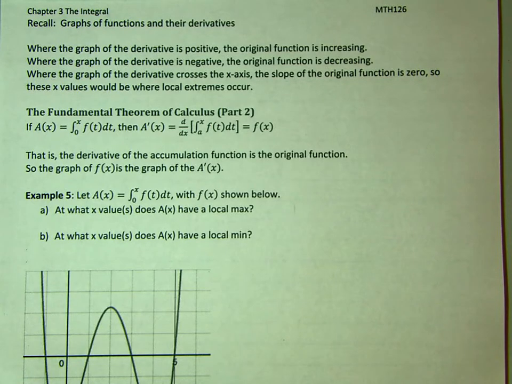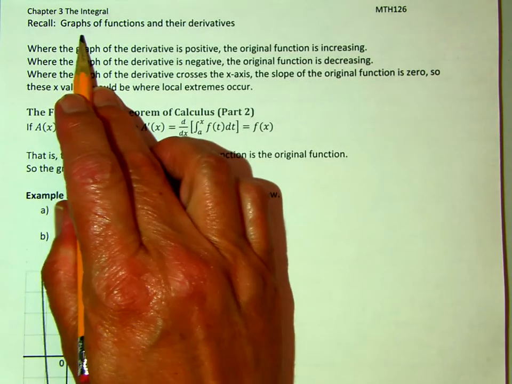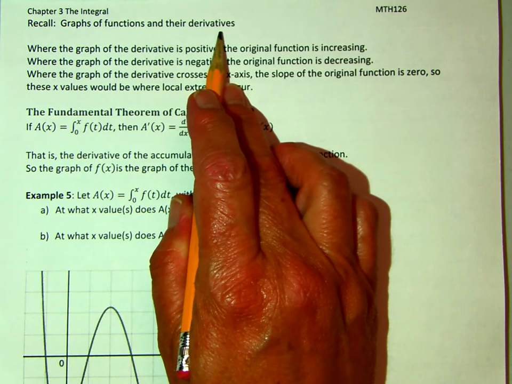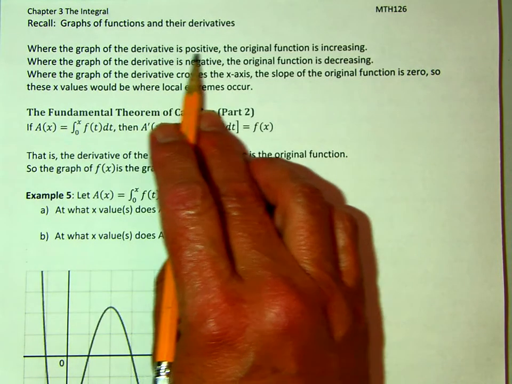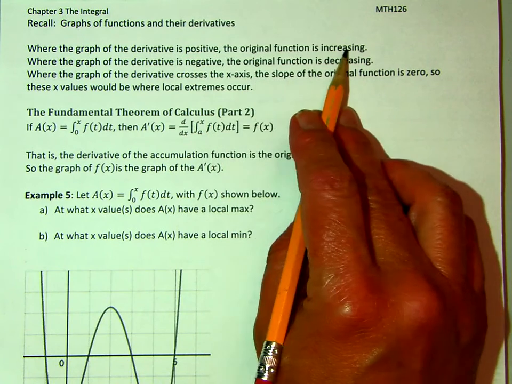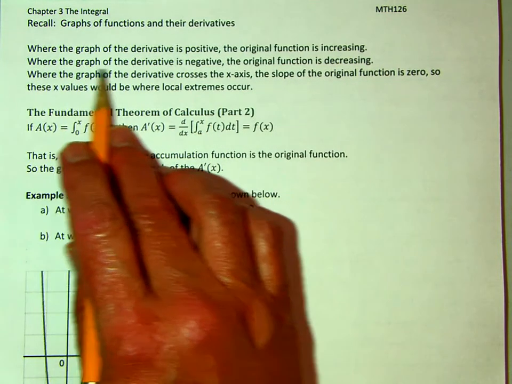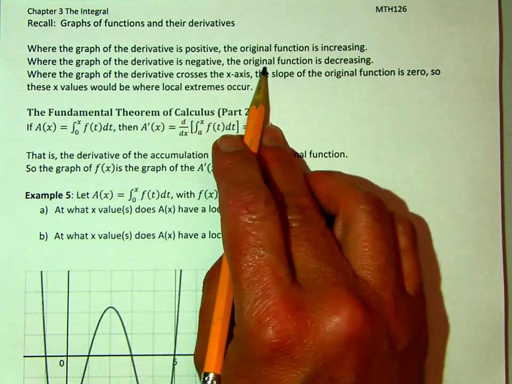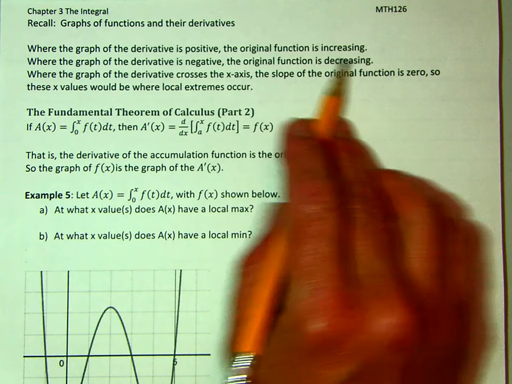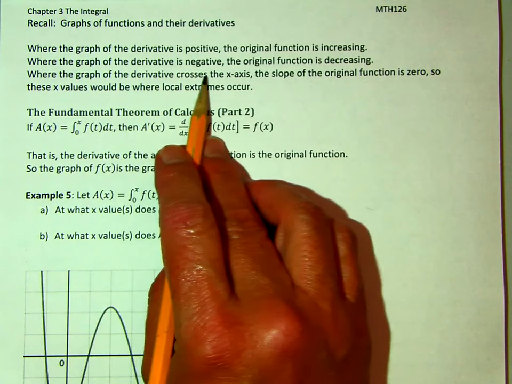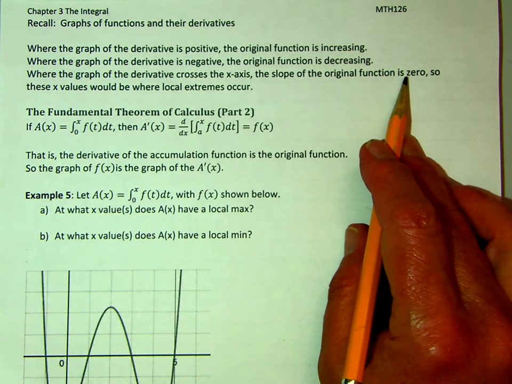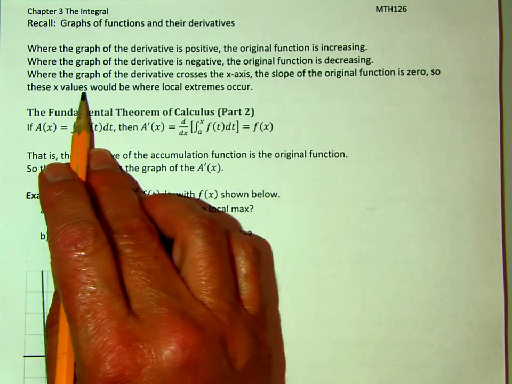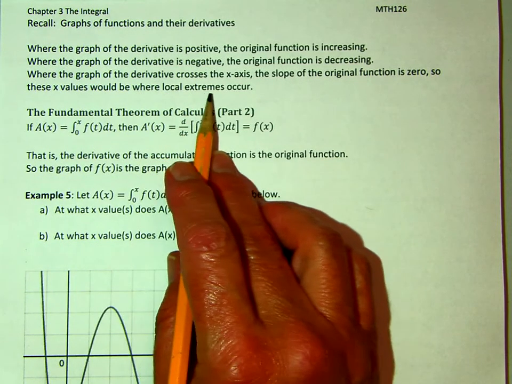Recall, you know a lot about the graphs of functions and their derivatives from the end of Chapter 2. Where the graph of the derivative is positive, the original function is increasing. Where the graph of the derivative is negative, the original function is decreasing. Where the graph of the derivative crosses the x-axis, the slope of the original function is 0. So these x values would be where local extremes occur.